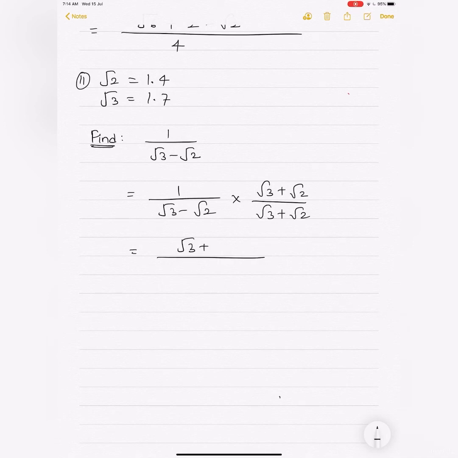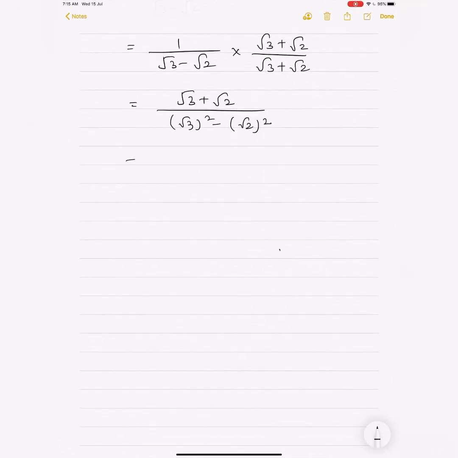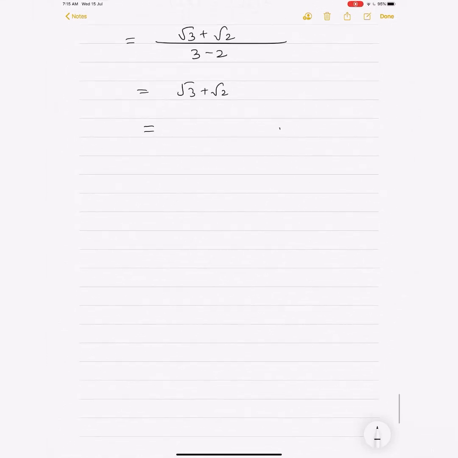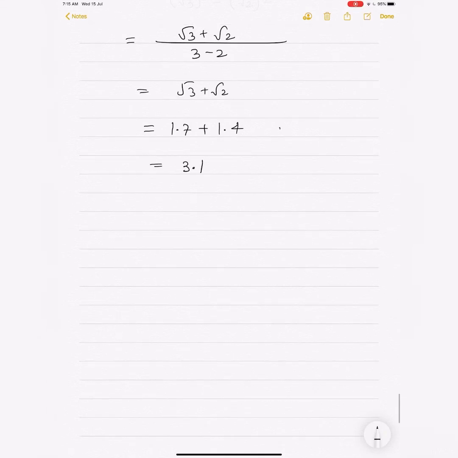Root 3 plus root 2 upon root 3 squared minus root 2 squared. So what can we write this further as now? It will be root 3 plus root 2 upon 3 minus 2. So that becomes root 3 plus root 2 eventually. But what is root 3 equal to in the question? It's given as 1.7 plus what is root 2? 1.4 is equal to 3.1. That's your final answer.